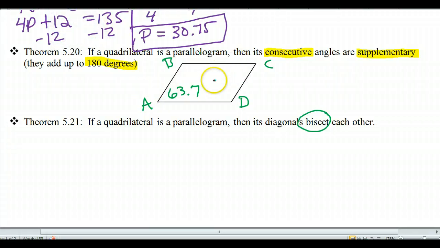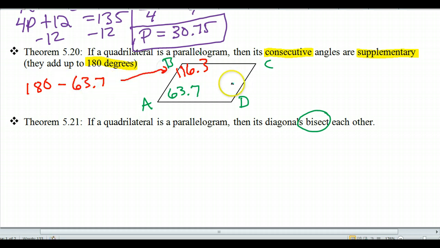All right. Miriam, can you tell me what you got for angle B? 116.3. Okay? If those are going to be supplementary, they have to add up to 180 degrees. So what you wind up doing is, Tyler, how did you find that number? 180 minus 63.7. Exactly. You wind up simply subtracting from 180. So everyone hopefully did 180 minus 63.7. That's how you do it.